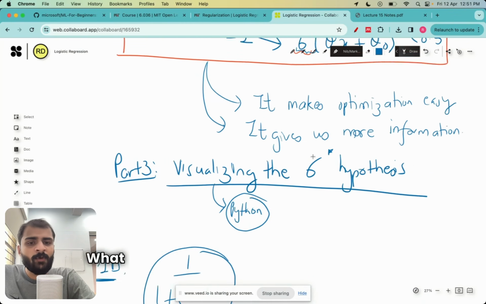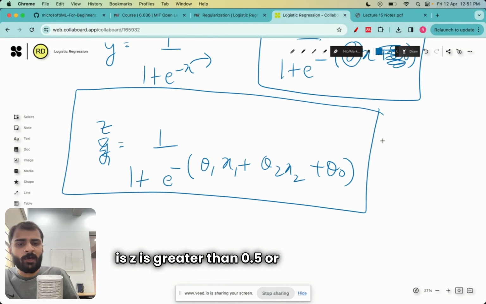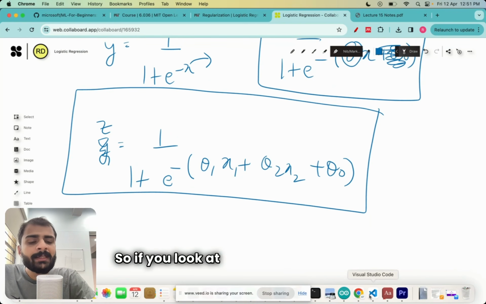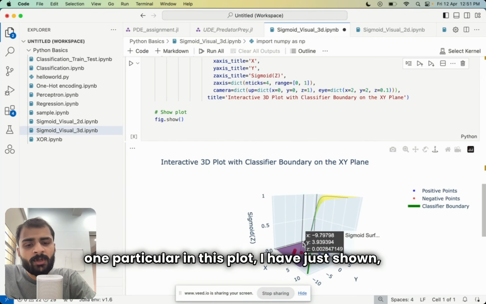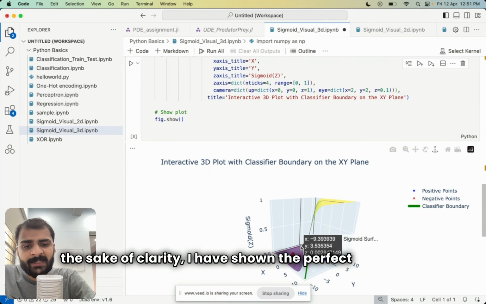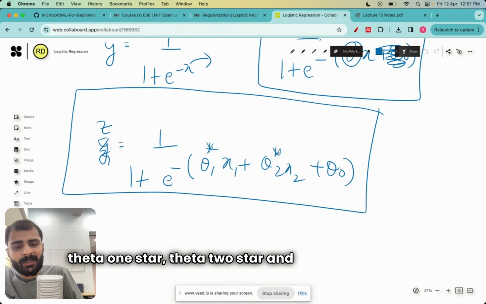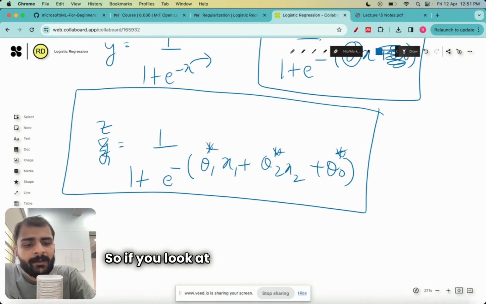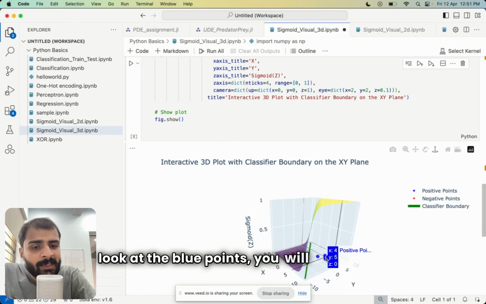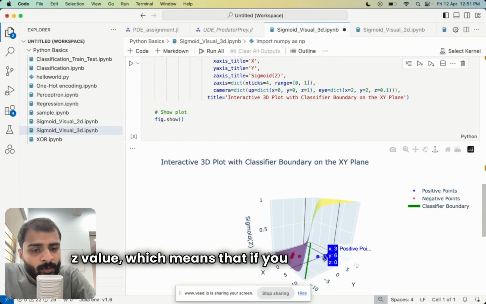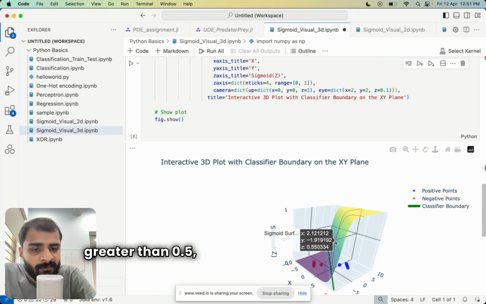Now, again the same thing will happen. What we will do is we will evaluate whether z is greater than 0.5 or less than 0.5. So if you look at this, I have just shown one particular case in this plot. For the sake of clarity, I have shown the perfect separator, which means I have chosen theta 1 star, theta 2 star, and theta naught star. So if you look at the blue points, the positive points, you will see that if you extrapolate it onto this plane, the z value is greater than 0.5, correct?